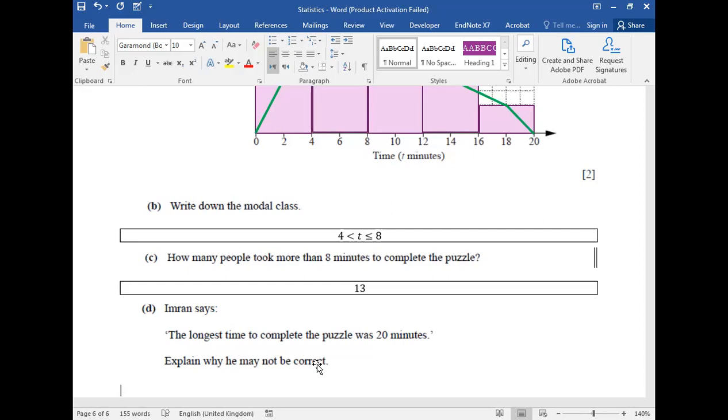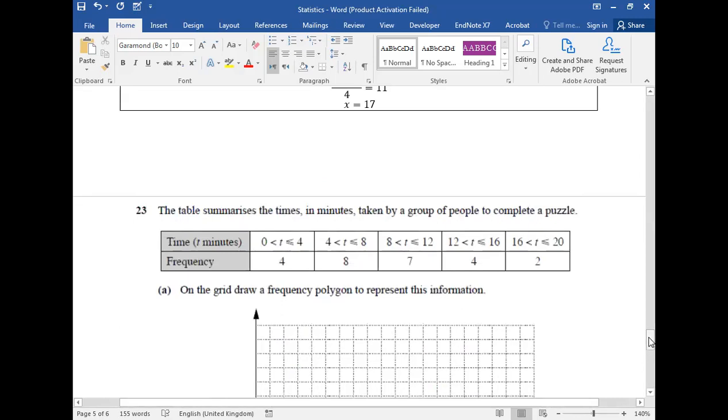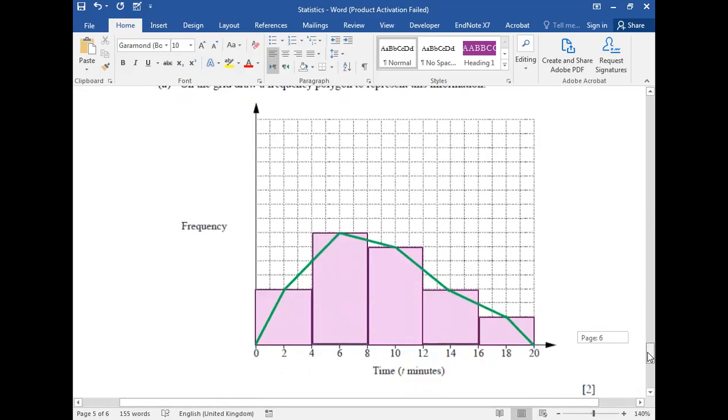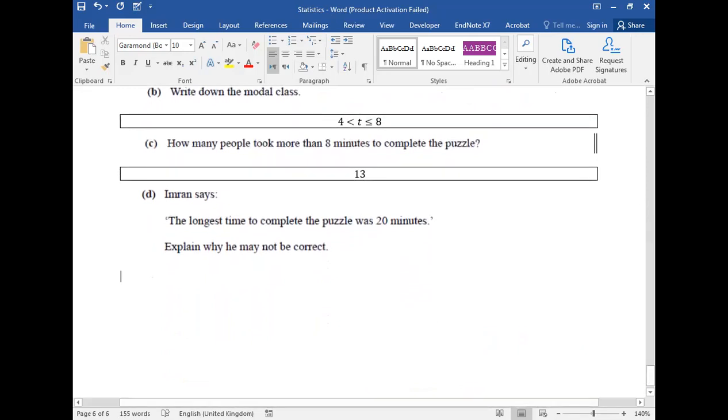Is this clear or not? So their time lies between 16 and 20, and we do not know their exact time. We just know that they belong to that particular group. Is this clear? So I always stress on understanding the data before proceeding to any further working. Is this clear?